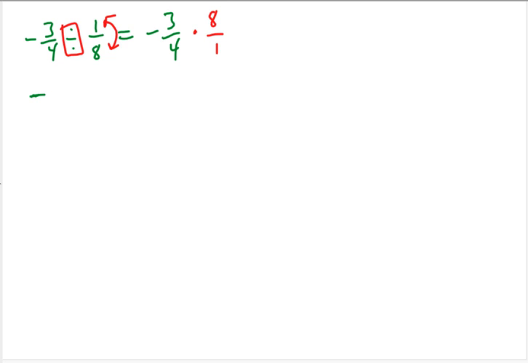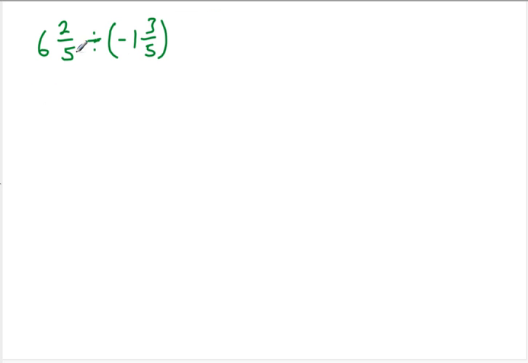So now we can do our reduction. So 8 and 4 reduces to 2 and 1, and that's it. So we're going to end up with negative 6 over 1, which is just negative 6. Okay, so we'll get rid of that. All right, let's try another one.